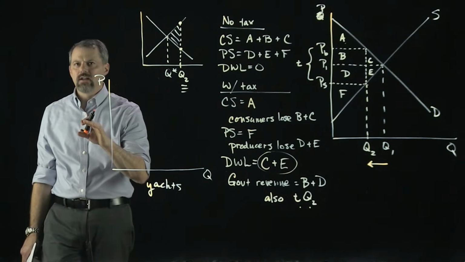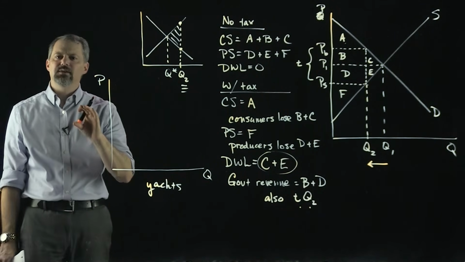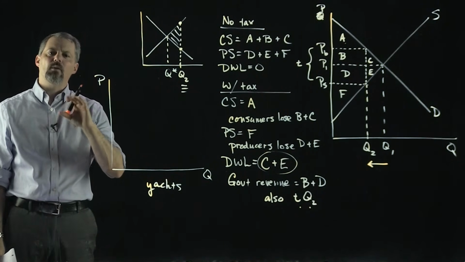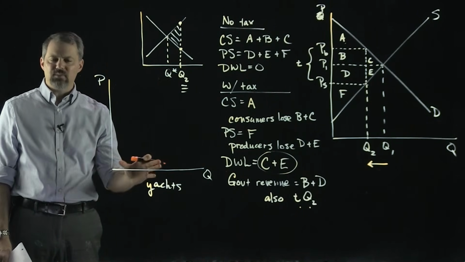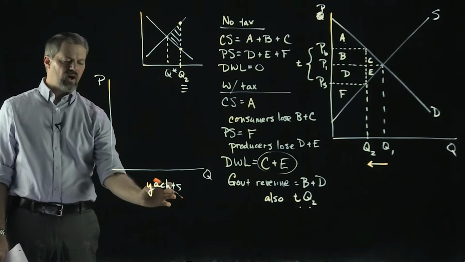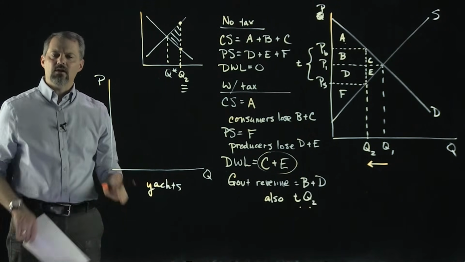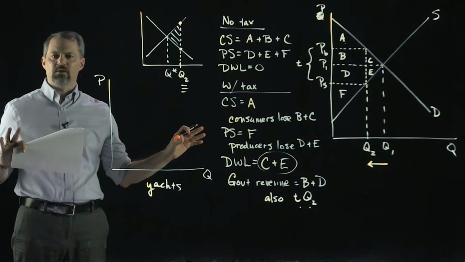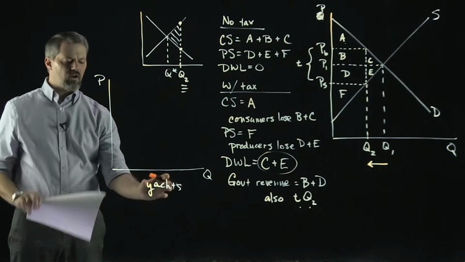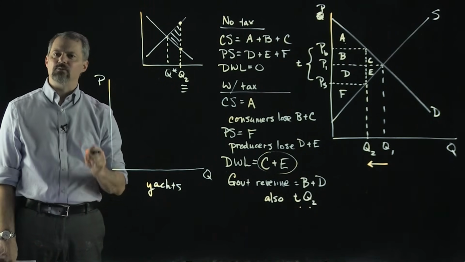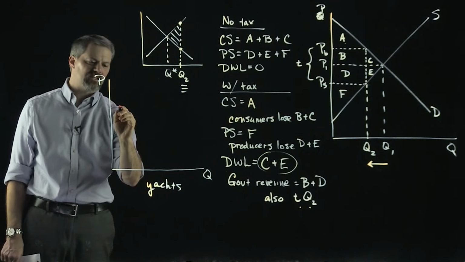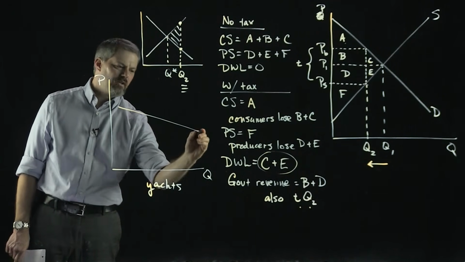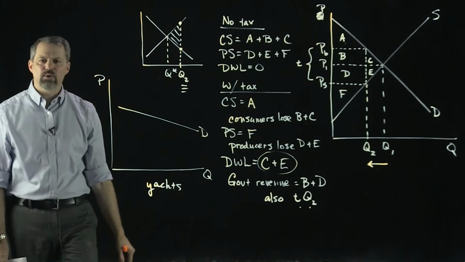Let's start by thinking about the demand curve. So remember that all other things equal, demand tends to be more elastic when there are more substitutes for the good. And if we're thinking about rich people buying yachts, if the price of a yacht went up, there are lots of other things that rich people can spend their money on. So there are lots of substitutes for yachts, and what that results in is that the demand for yachts tends to be fairly elastic. So if we draw the demand curve for yachts, it tends to be pretty elastic.